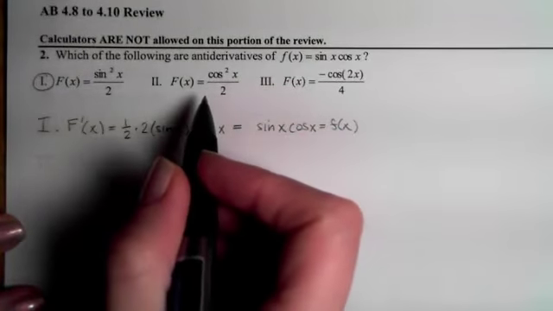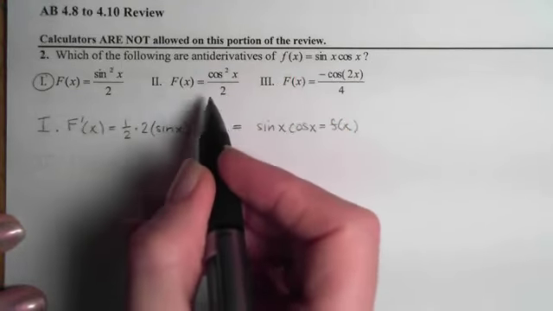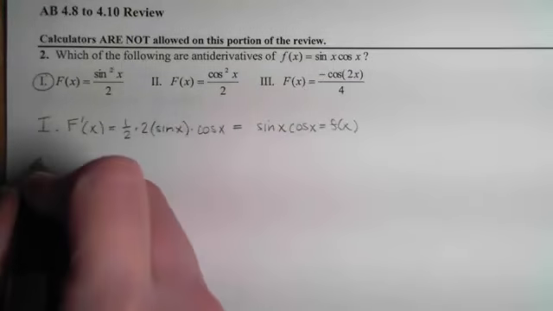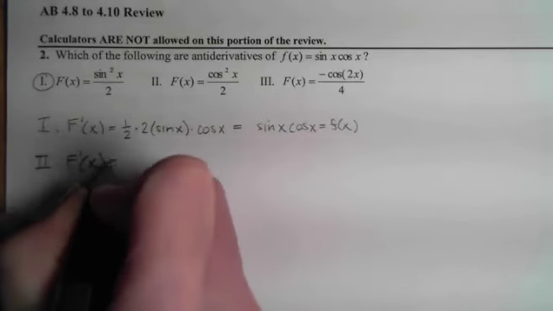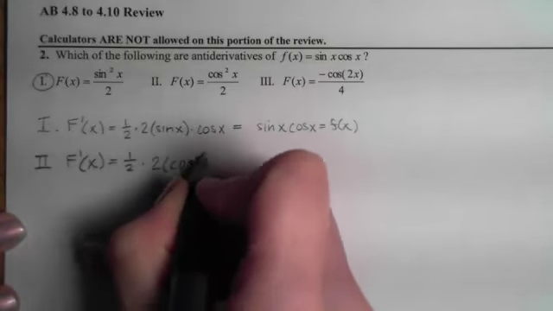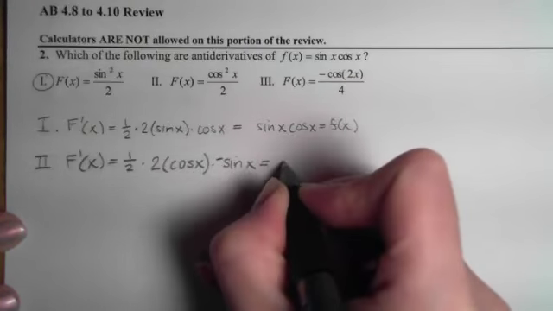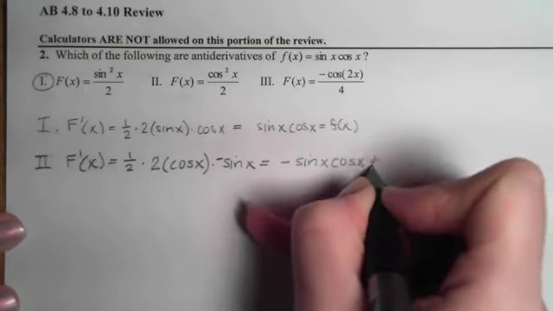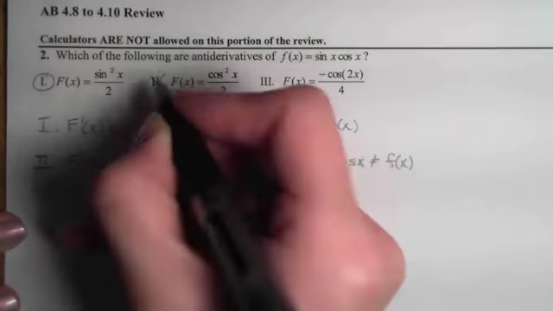Part 2 works the same way. In order for this to be an antiderivative of this one, when we take the derivative of capital F, we should get little f. So again, we will move through the constant of 1/2, then we'll hit the power, we'll leave the inside unchanged, and then we'll take the derivative of the inside. When we do this, we'll get a negative sine of x cosine of x, which is not the same as f of x. So 2 does not work.